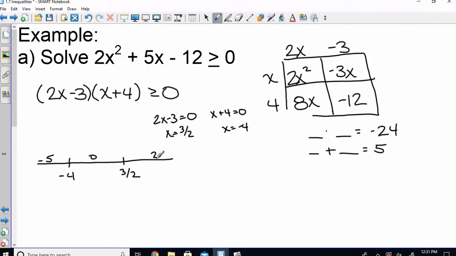Or you choose. If I plug these in, if I put in negative 5, all I care about is the positive or the negative. So that would be a negative times a negative, which is positive. If I put in a 0, I get a negative times a positive, which is negative. If I put in a 2, we get a positive times a positive, which is positive.